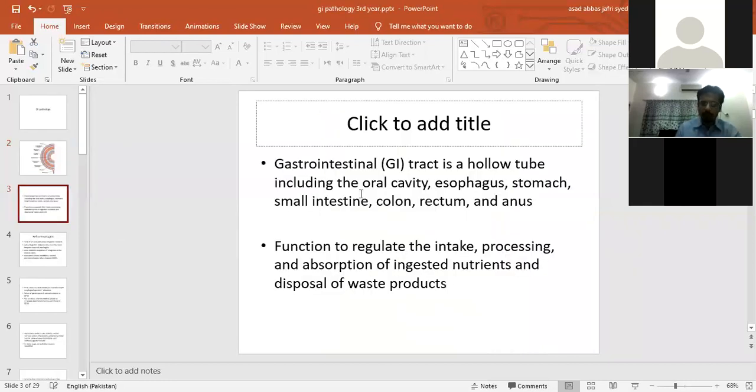Okay. So just a quick overview once again. The gastrointestinal tract is a hollow tube including the oral cavity, esophagus, stomach, small intestine, colon, rectum, and anus. The oral cavity portion was covered in your lectures by Dr. Amna. The whole gastrointestinal tract functions to regulate the intake, processing, and absorption of the ingested nutrients. And ultimately, what is absorbed is taken into the blood, and the rest of it is disposed of as waste products in the form of feces.